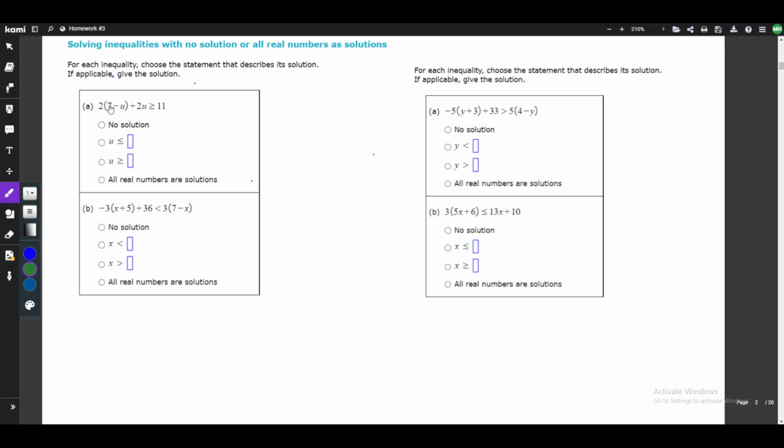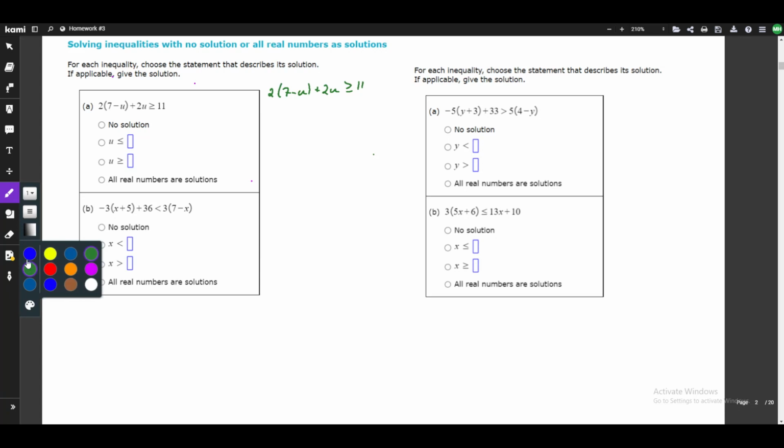So when we're solving the problem, we're gonna do the problem exactly like we started. So we have 2 times 7 minus u plus 2u is greater than or equal to 11. Now, if I end up with something that has a variable, I'm gonna solve for it and get the variable by itself. If my variable cancels out, I have to look and see if I have something that's true when it's all done or if something's false. If it's true, all the real answers are solutions. If it's false, then I have no solution.